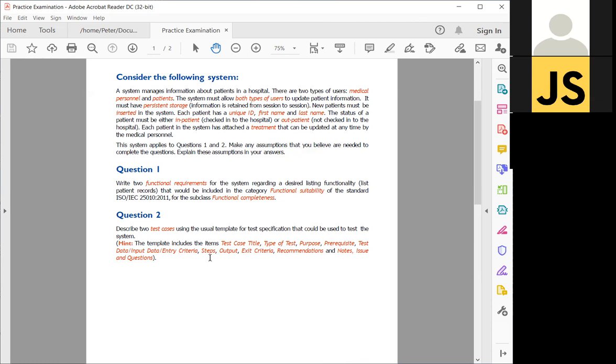So the context or the information required for this particular question will be what the system can do, and then also take into consideration the 25010 standard.